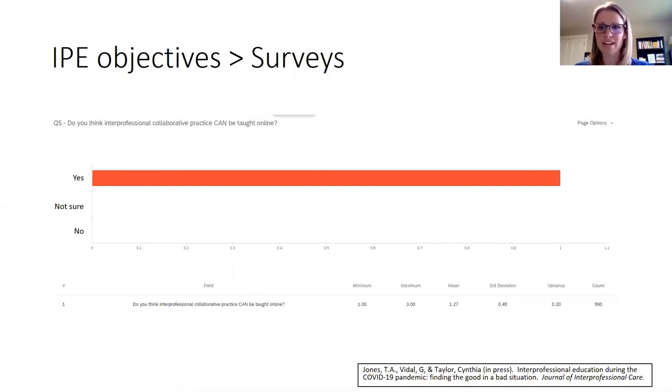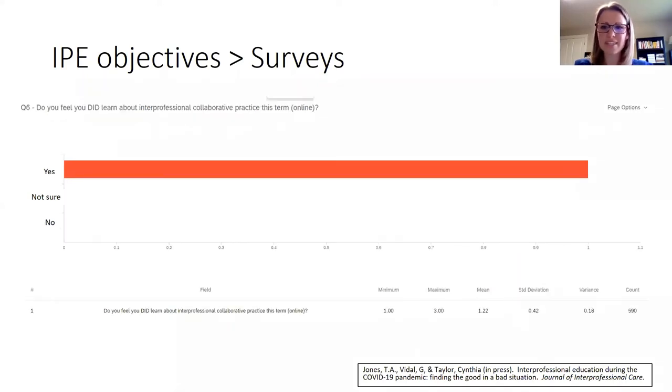And if you think about that definition and you think about online, you could imagine how completely difficult it is to teach something like that in an online setting, because you don't really have patients that are there. You don't have this ability to interact. So that really says something if the students think that it can be taught online.